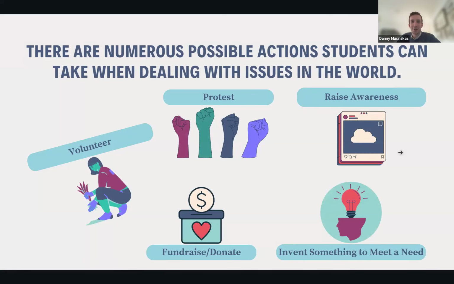There are a number of possible actions that students and actually all of us take when we're dealing with issues in the world. We might decide to volunteer about something we care about. We can donate time, resources. We might protest if our political environment allows it. We might raise our voices in certain ways or raise awareness on social media, trying to have an effect where we might influence other people. Or we could even invent something, like engage in social entrepreneurship or create something new that might meet a need or help confront a challenge.